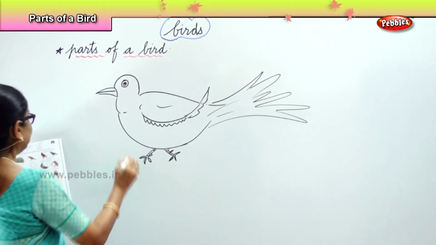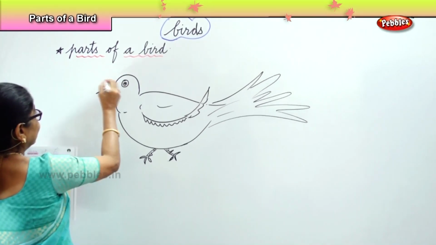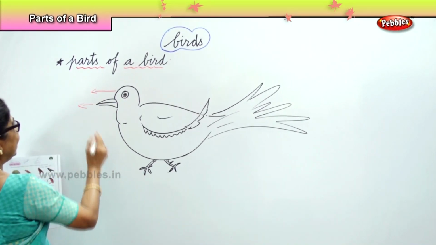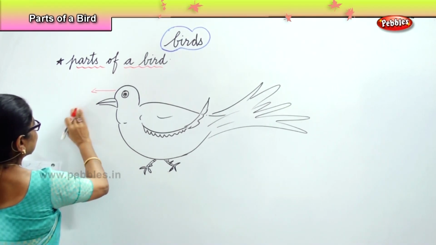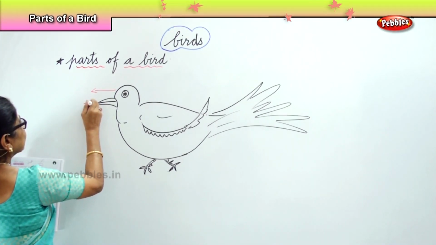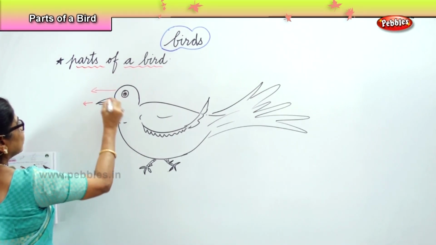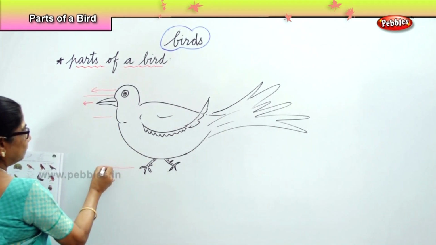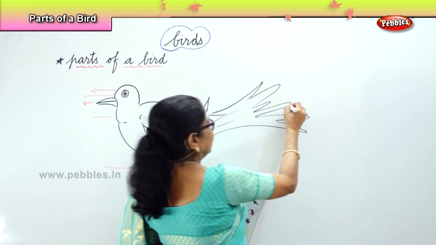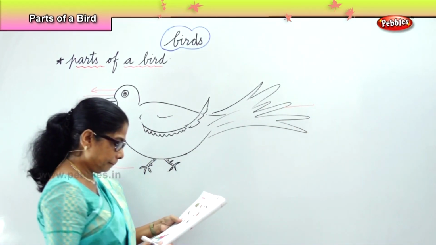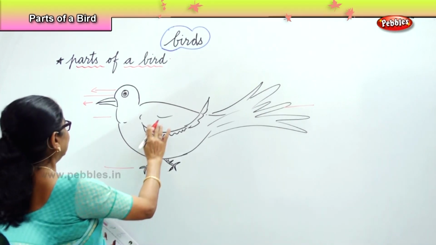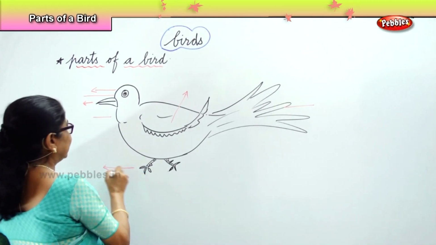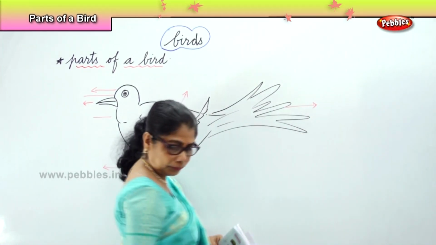Okay, first of all, you have the head. This is the head, beak, eye. Then you have the neck of the bird, feet of the bird. Then you have your tail feathers. Then you have the wing. This is called the wing. All right? The feet of the bird. So the tail feathers. Okay.